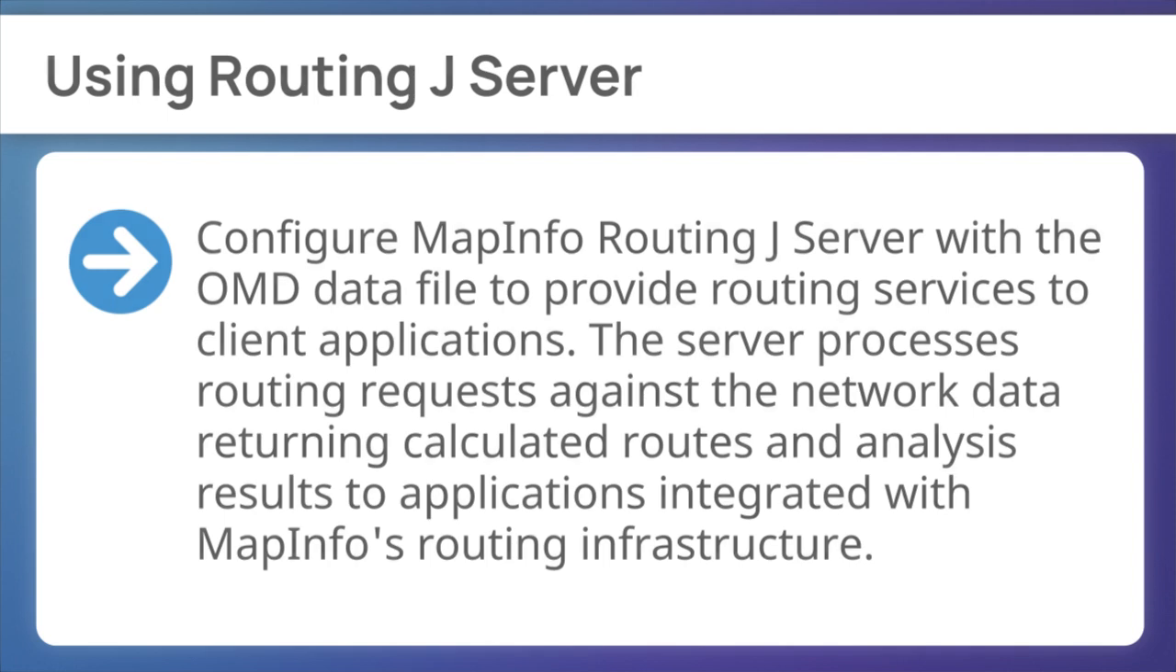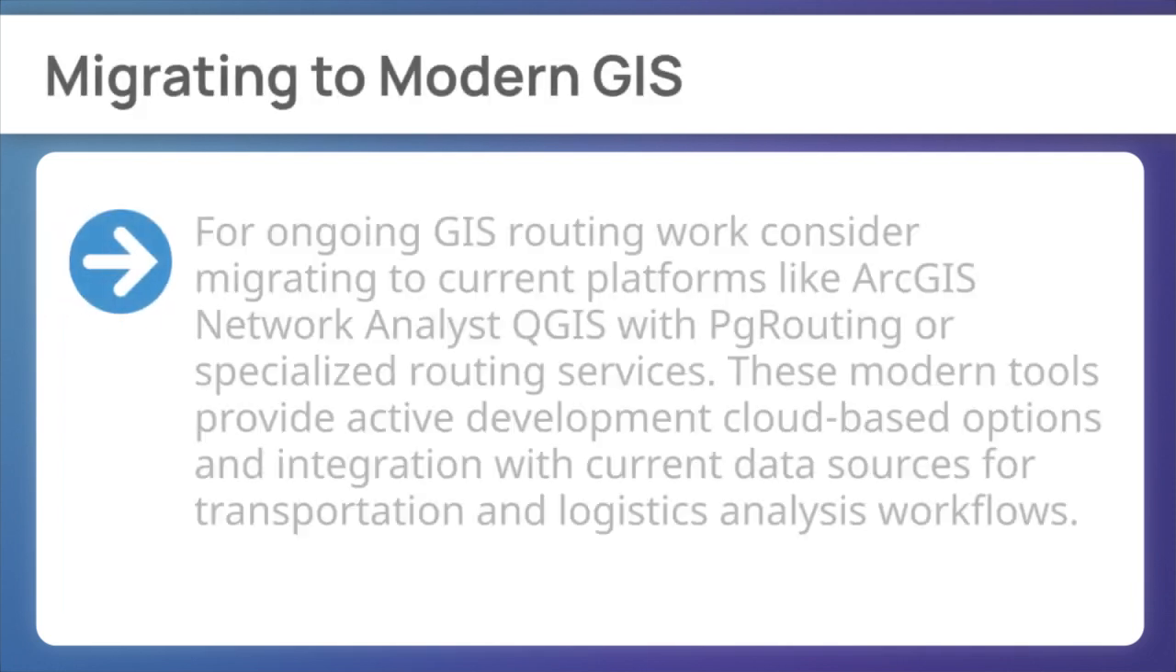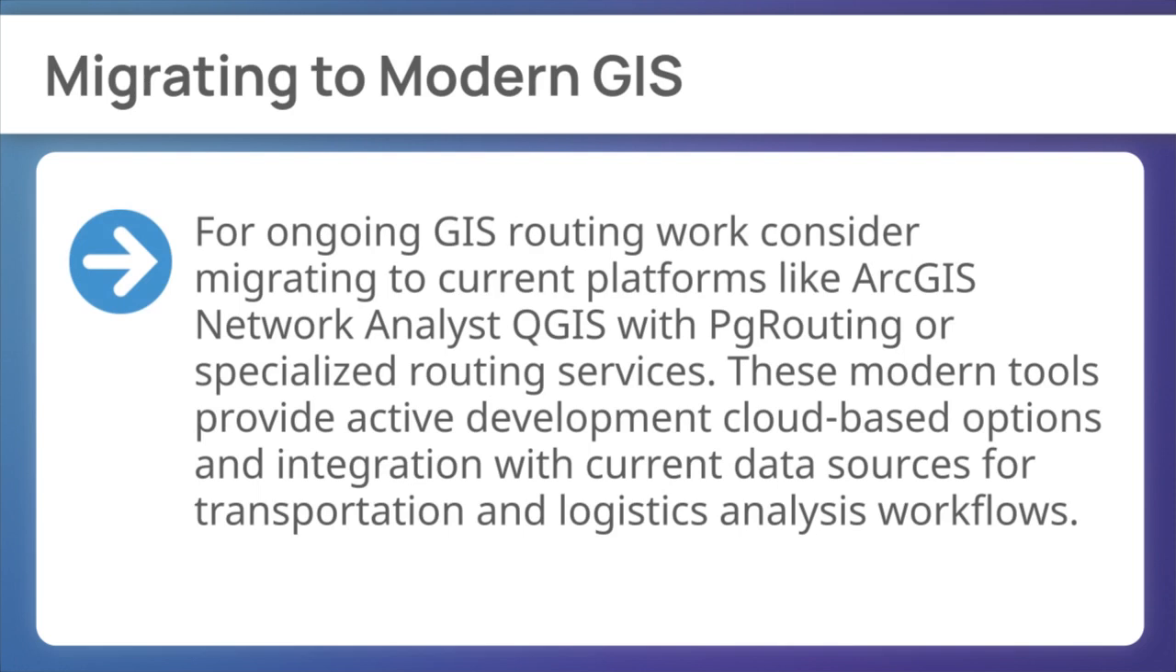Finally, migrating to modern GIS. For ongoing GIS routing work, consider migrating to current platforms like ArcGIS Network Analyst, QGIS with pgRouting, or specialized routing services. These modern tools provide active development, cloud-based options, and integration with current data sources for transportation and logistics analysis workflows.